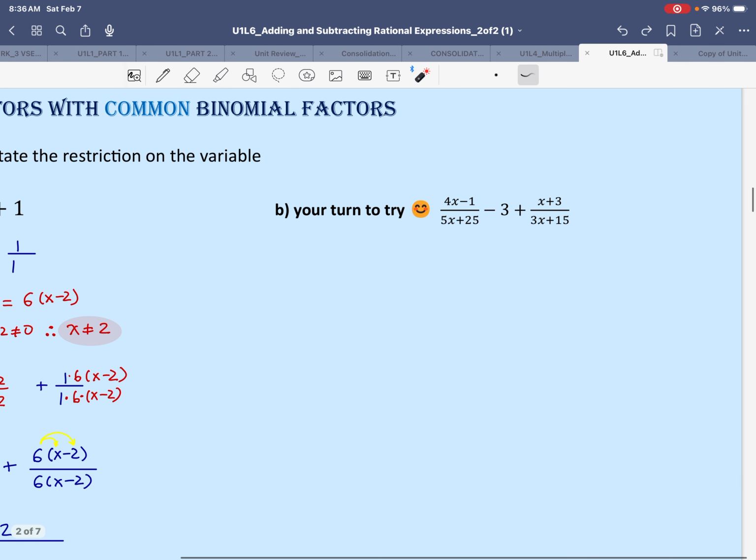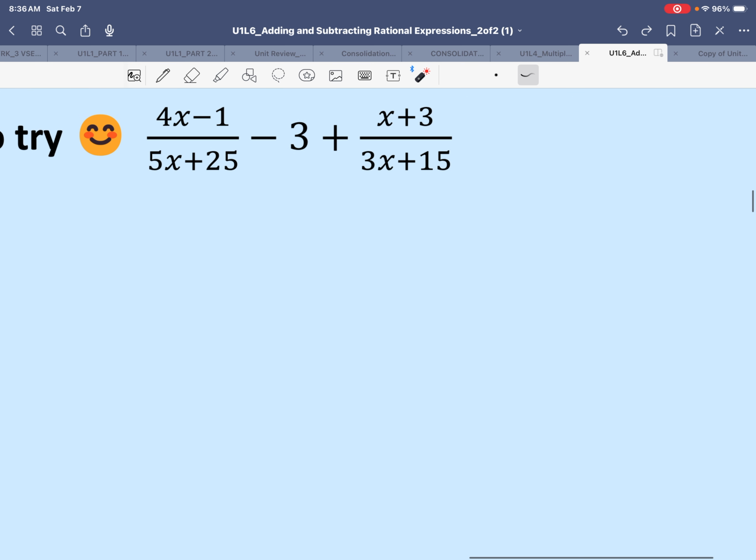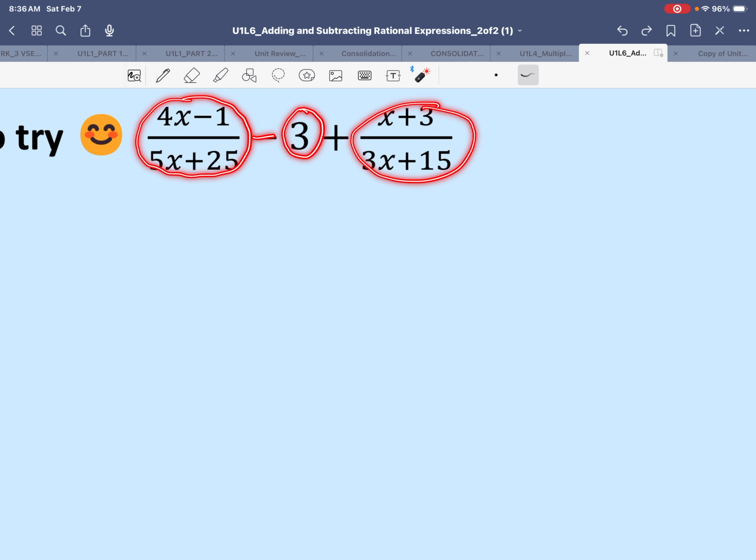Now let's take a look at another example. You can try this on your own, obviously, or you can follow along. It is your choice. So always read the question first, see what you have. You have a rational expression, you have a constant number here, and then you have another rational expression. So you are subtracting and you're adding here. We're going to start off by rewriting the expression, and hopefully we'll be able to take out the common factor or write the factors of the denominators. So write denominators in factored form.